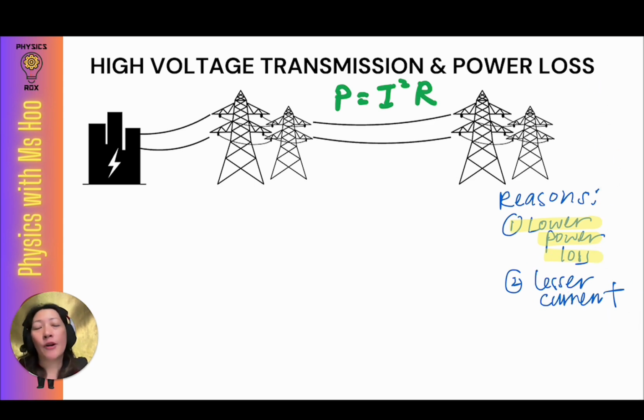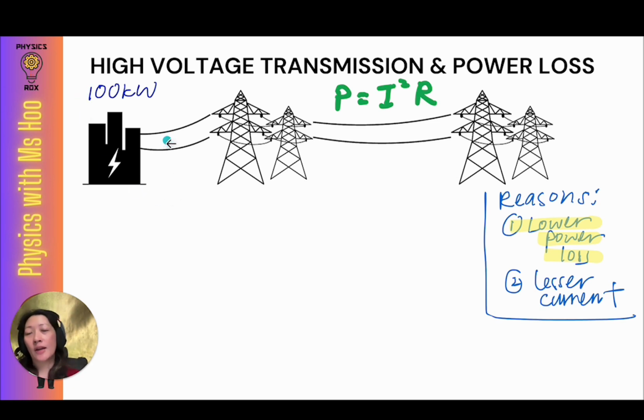So now I'm going to prove to you how high voltage produces lower power loss. I'm going to put in some numbers here so that you can understand this mathematically. Let's say this power station is producing power at 100 kilowatts. So I'm going to write here 100 kilowatts. The value of the power produced obviously is determined by the power station, because how much energy they're producing per second, that's the power.